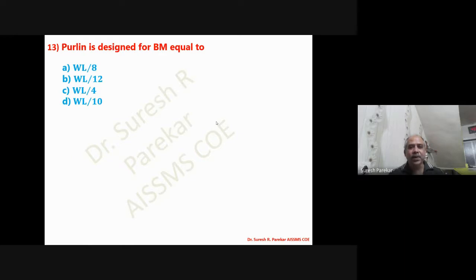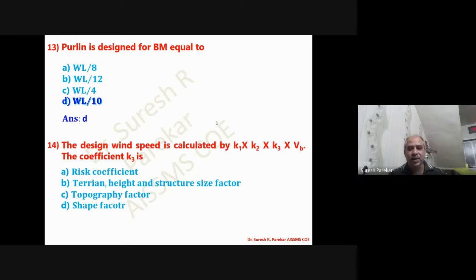Purlin is designed for bending moment equal to WL by 10, D option. So generally purlins are designed as partially continuous. We have simply supported WL by 8, and capital W is small w into L. For fixed end we have WL by 12. So partially, value is taken as WL by 10 given in IS 800 2007.